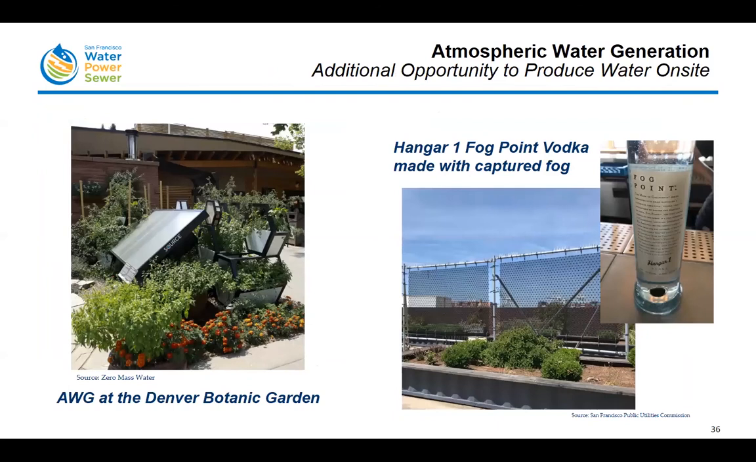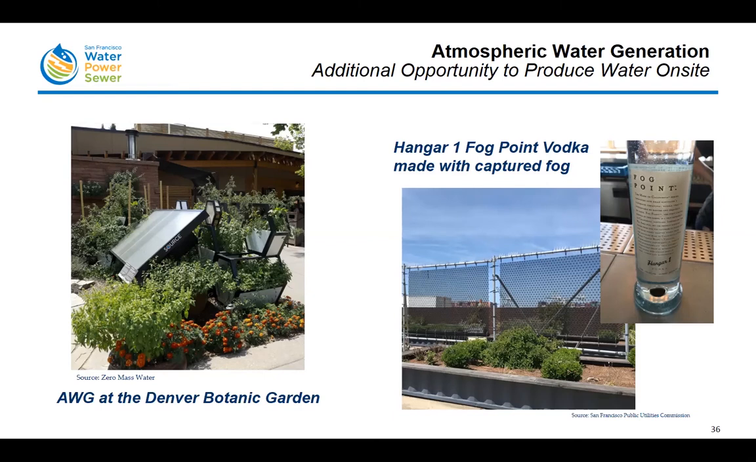Another portion of our innovations program is focusing on atmospheric water generation. So this is just another opportunity that we're looking at to produce water on site. These two examples on the slide are really interesting. This one on the right-hand side, the Hangar One Fog Point Vodka. That's a local distillery here in the Bay Area, and they installed these fog catcher mesh nets up at Sutro Tower, and they captured fog up there, and then they used that to produce this limited edition Fog Point vodka.